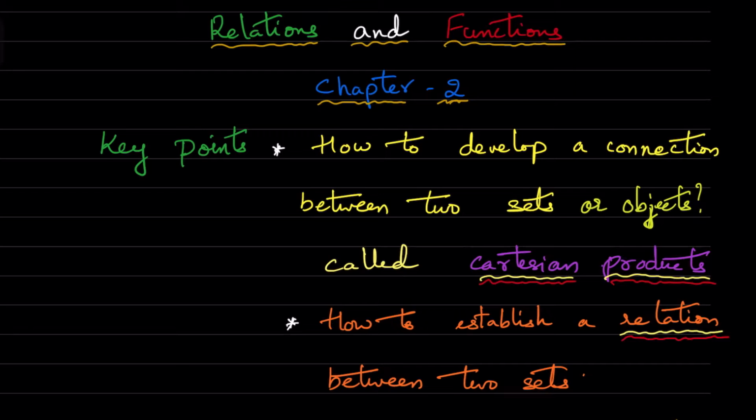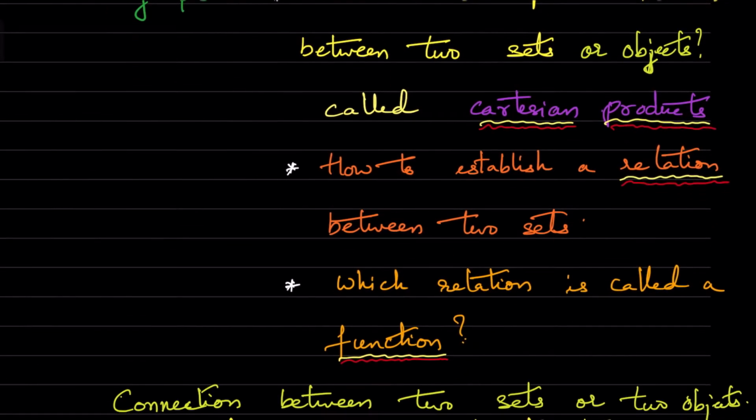So what are all the key points we'll be going into? What is the first key point? We'll just see. How to develop a connection between two sets or objects, called Cartesian products. How to establish a relationship between two sets, that's a relation, and which relation is called a function, that's a function. So we'll just see what are these three types.